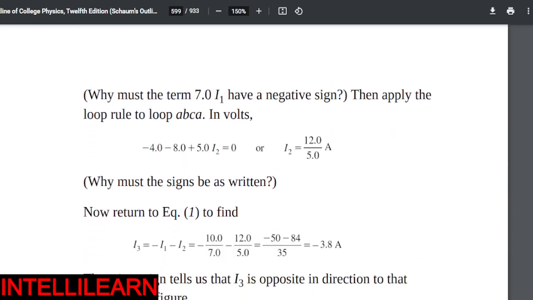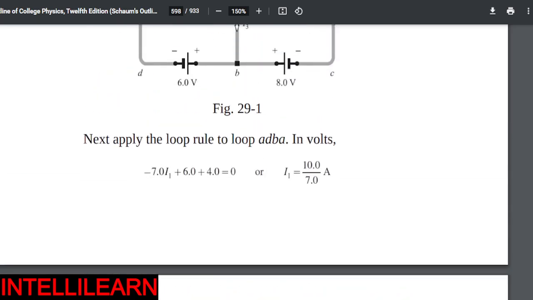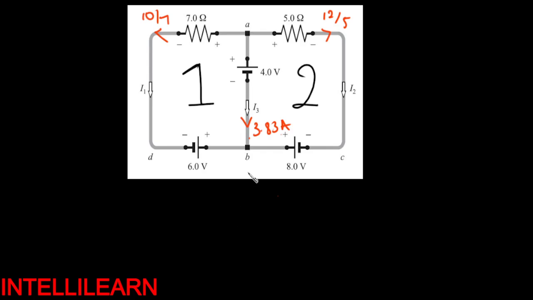So let's check their answers. Look at that. 3.8 amperes, 12 over 5 amperes, 10 over 7 amperes. So we are what? We are very correct. Let's try another one so that you become more familiar with how we are doing this.